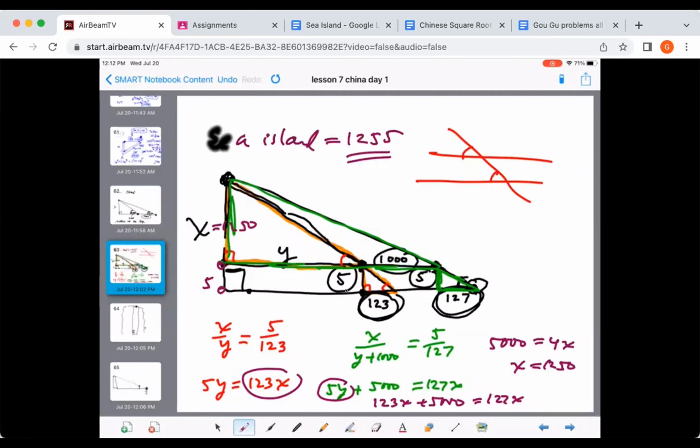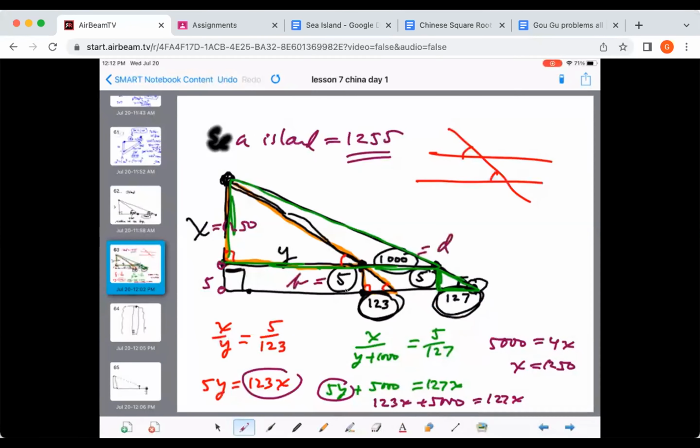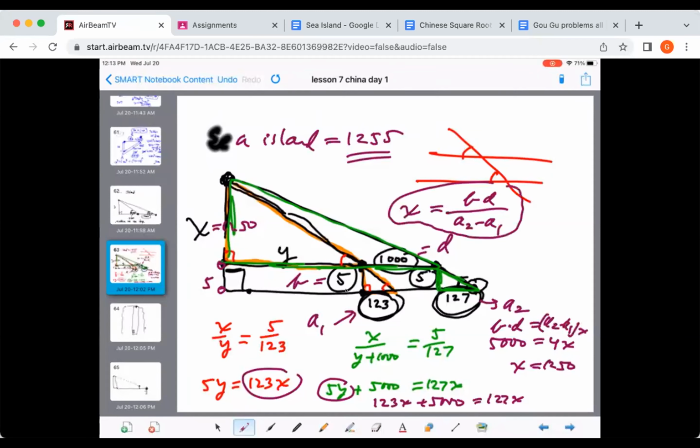Now I want you to notice something. If I call the pole something, I'll just call it B for the pole, and D for the distance between the poles, and let's call these A1 and A2. The 5,000 is B times D. And the 4 is A2 minus A1. So we get the formula x is equal to B times D over A2 minus A1. So that's a formula. If you like the formula, that will come up really easy.